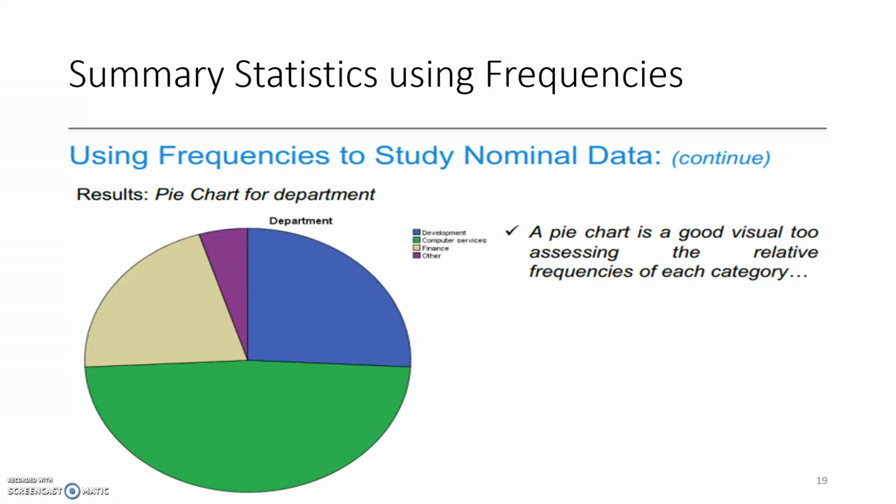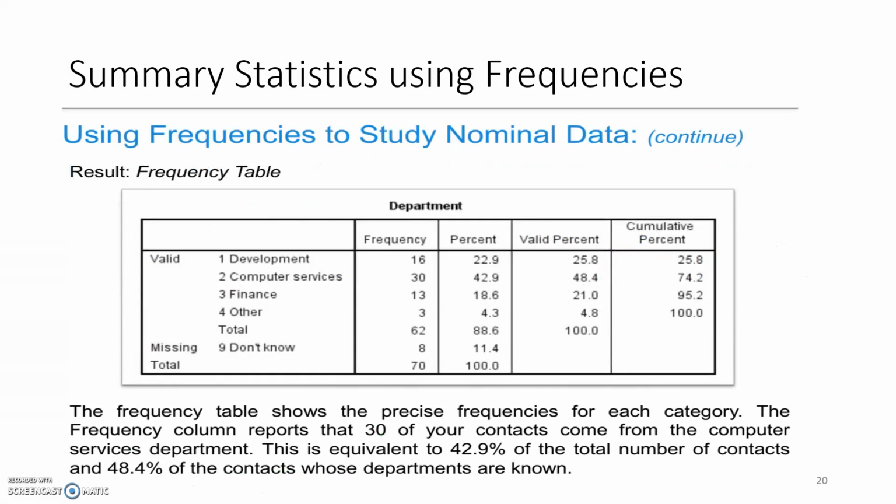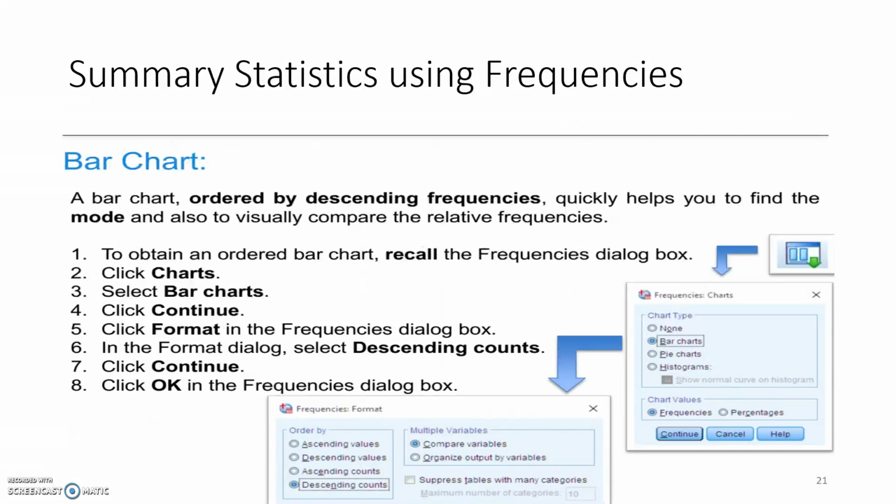So this is a pie chart, which is a good visualization to assess the relative frequency of each category. Then we'll look at the table. The table provides the same information as what was provided by the pie chart. So the frequency table shows precisely the frequencies for each category. The frequency column reports that 30 of your contacts come from the computer science department. This is equivalent to 42.9% of the total contacts, and 48.4% of the contacts whose departments are known.